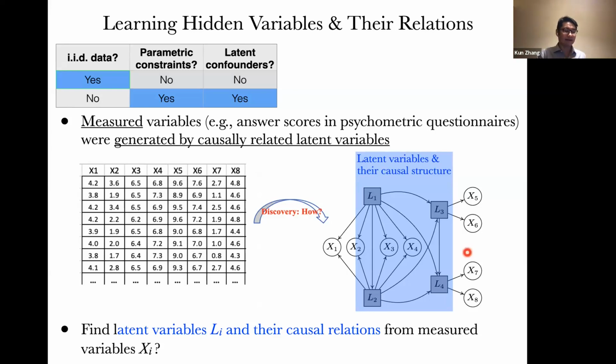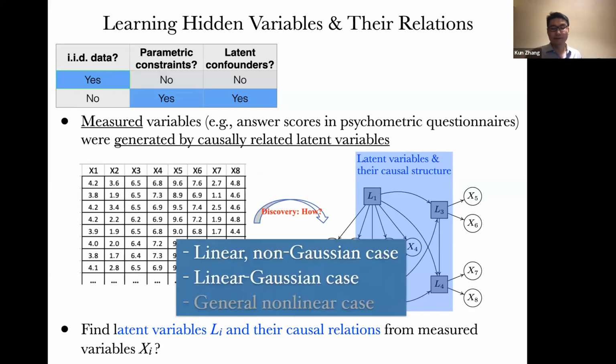Later you can see we can make this structure more general. You can even have a causal influence from measured variables to hidden variables. It could be completely flexible. For now, let me focus on two specific cases. The first one is the linear non-Gaussian case, and the other is the linear Gaussian case. Let's see what we can get. The general nonlinear case could be rather complicated. We have some results, but right now the result is kind of tedious. At some point, you can talk to students to learn more about how to deal with latent confounders in the general nonlinear situation.